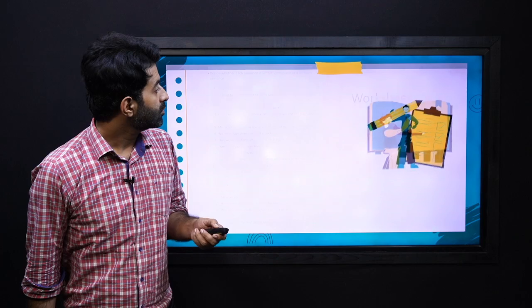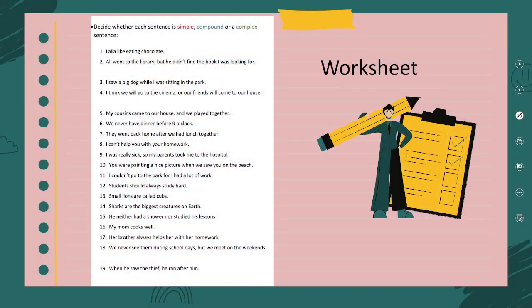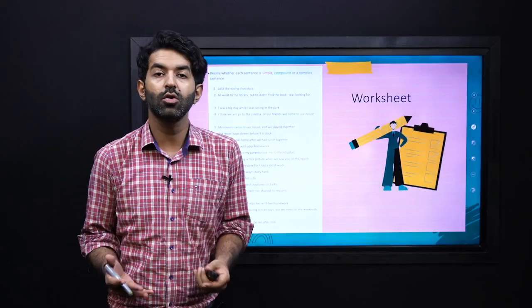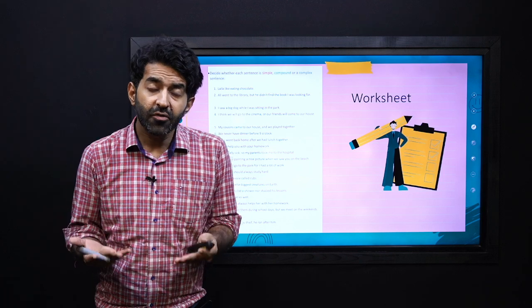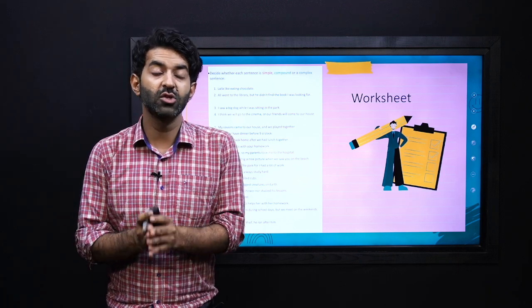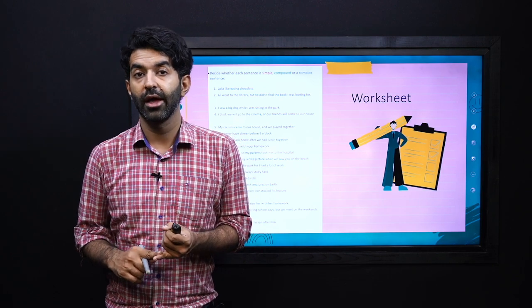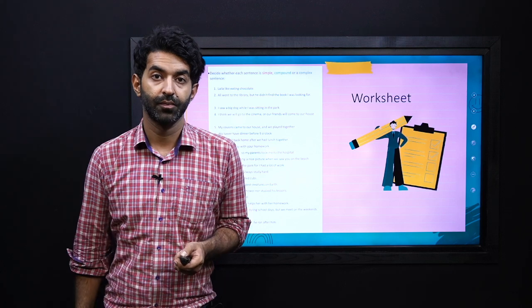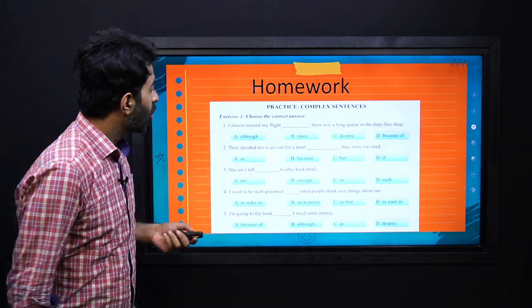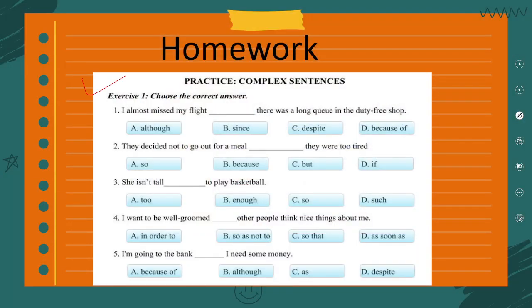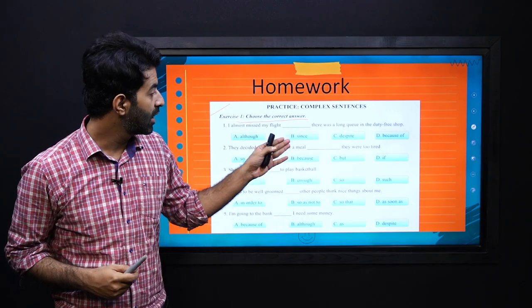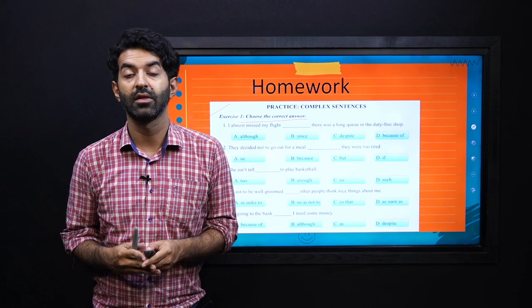Now, students, here is your worksheet that is included. These are some 19 or 20 different sentences. You have to point out which one of them is simple, which one is compound, and which one is a complex sentence. For your homework, you have to choose the correct answer and put the missing subordinating conjunction in the blanks in the sentence.